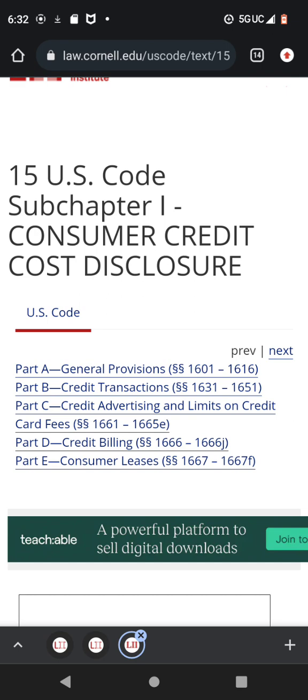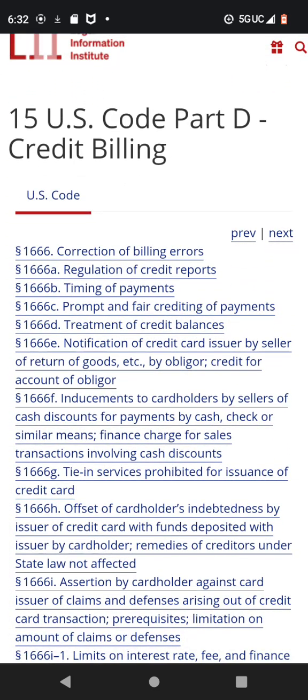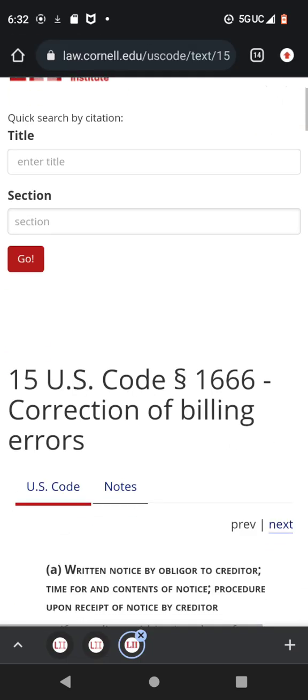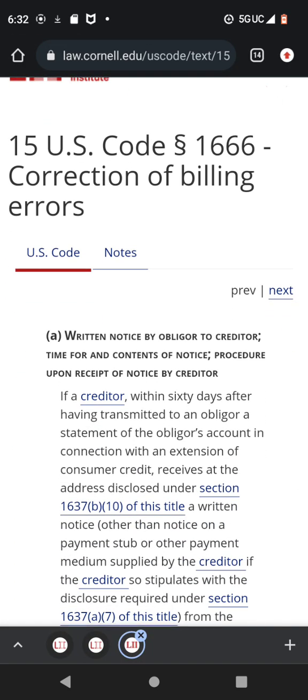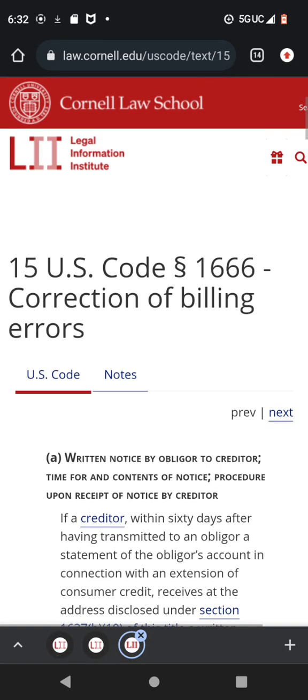So here you go. Your general provisions, credit transaction, credit advertising and limits on credit card fees, credit billing, consumer leasing. Your consumer leasing, of course, is dealing with rent. Credit billing. Let's go here. My favorite, you guys, my favorite: correction of billing error. Now, this is the process that I did that they're messing me over on. At the end of the day, we're just going to keep it short and sweet and simple.